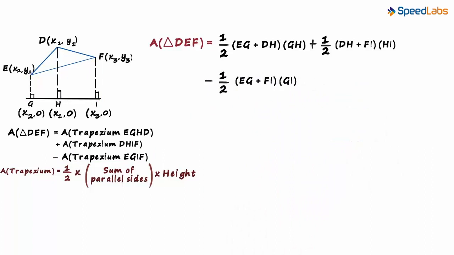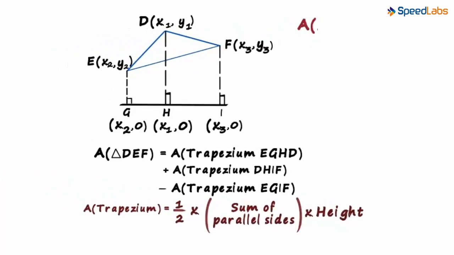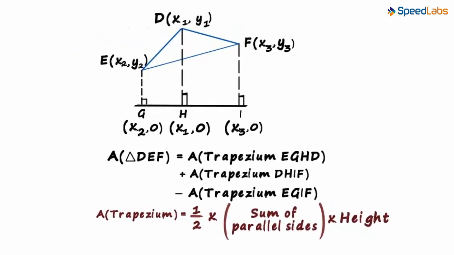What did we just achieve? Look at all the segments on the right-hand side. All the segments you see now are either parallel to the x-axis or to the y-axis. We have avoided the lines DE, EF and FD, which may or may not be parallel to any of the axes. Calculating the length of each segment is very simple.